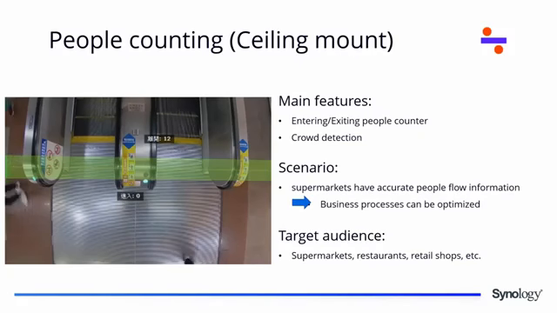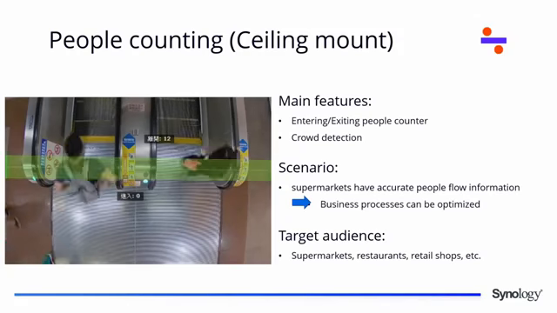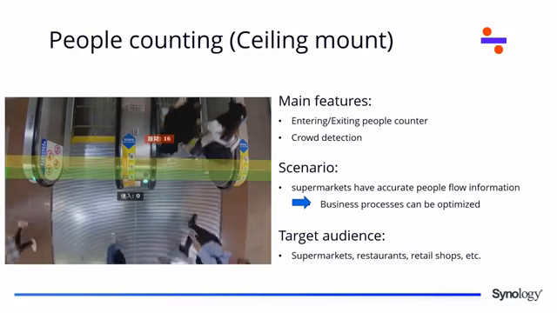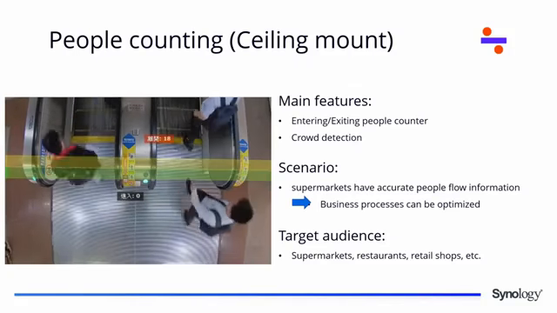Here you can see how the people counting works. This works with a ceiling mount. The main features are an entering and exiting people counter, which can be used for crowd detection.